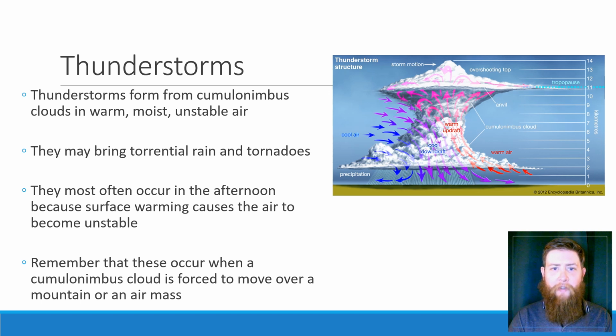Thunderstorms most commonly form from cumulonimbus clouds in warm, moist, unstable air. With this warm and moist air, they bring torrential rain, and they have the potential to bring tornadoes. They most often appear in the afternoon because surface warming makes this hot air start to go up. As this air is moving, it becomes unstable, changing its dynamics. So we get cumulonimbus as this hot, warm air is forced to move up. As it does, it forms this really big cloud that's moving in this direction.